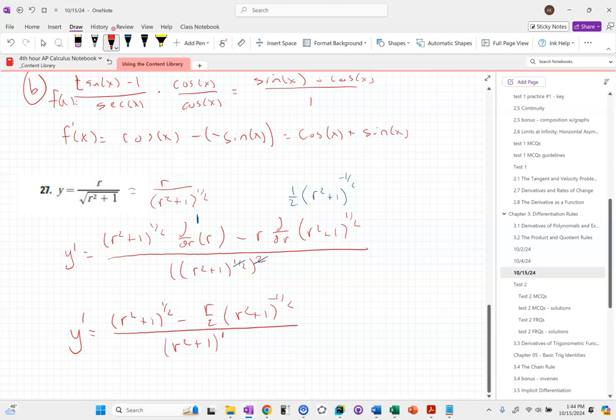So far, so good. Now, this is not what the back of the book's answer probably looks like. So, again, calculus is done. As far as I'm concerned, you don't need to go any further. But if this is a multiple choice question, that's not going to be one of the answers. Almost assuredly, we're going to multiply the top and bottom by 2 times r squared plus 1 to the 1/2.